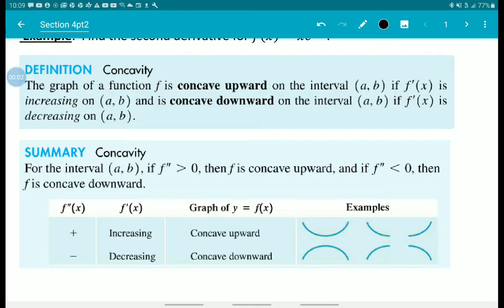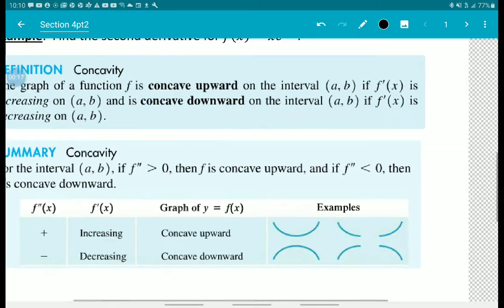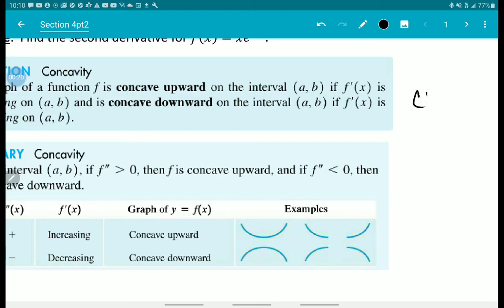In this video, we're going to talk about concavity. We can figure out how a graph looks, whether it's what's called concave up or concave down, based on the second derivative. When we talk about concave up, I'm going to use CU for concave up.